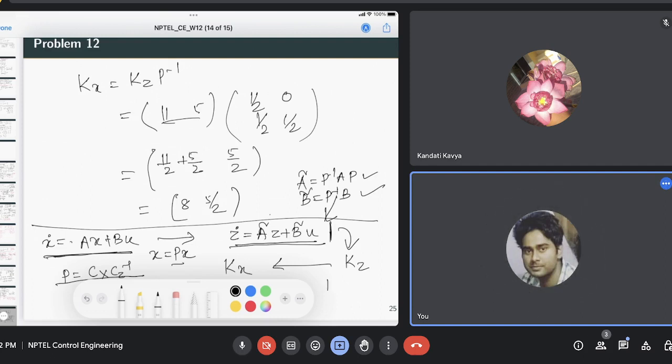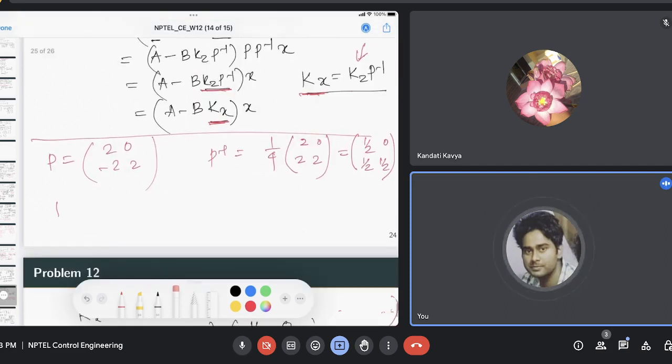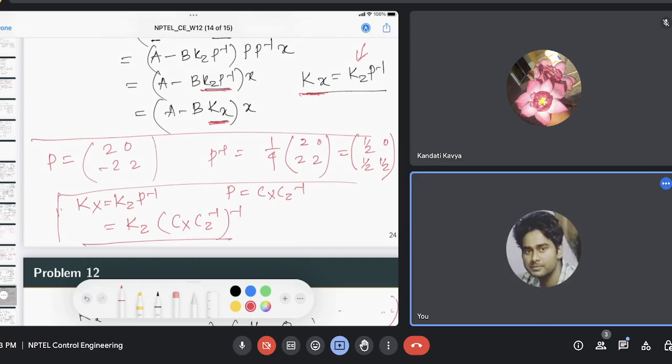So how is this related? We obtain that Kx equals Kz into P inverse. P is this matrix, or I can directly write the formula: Kx equals Kz Cx Cz inverse. Because we know that Kx equals Kz P inverse, but P is equal to Cx Cz inverse, so Kx is Kz into Cx Cz inverse. Okay, so this is how we obtain this in any given form.